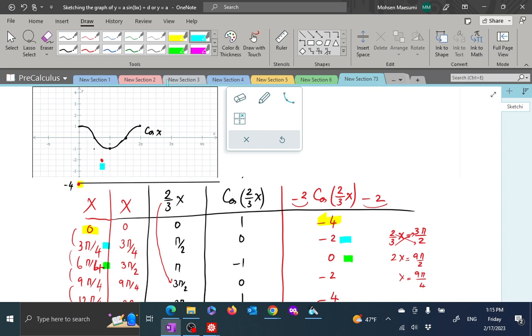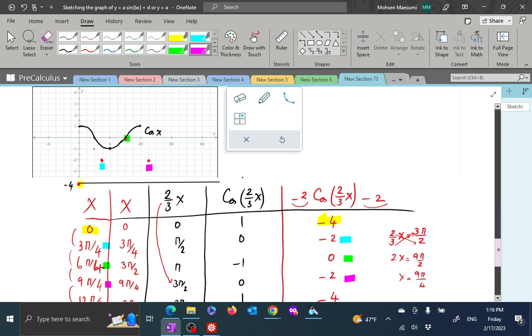Okay, next I have 6 pi over 4 and 0. Let's color it green. 6 pi over 4, 6 blocks, and at 0. Then I go and choose 9 blocks and minus 2 again. So 9 blocks, I'll be down here, and minus 2, I'm going to be at this location. Is that right? So that is this location.